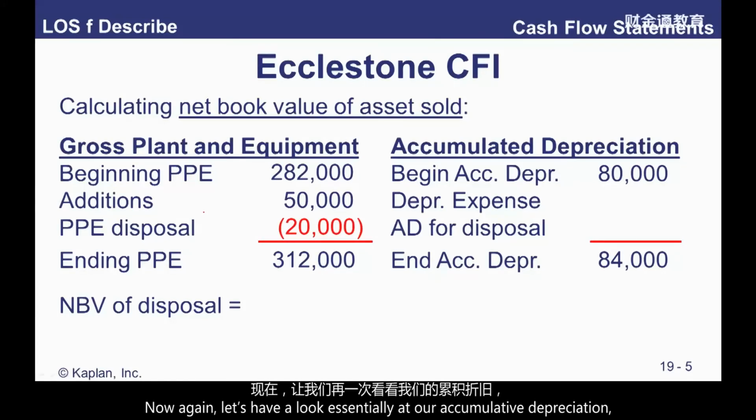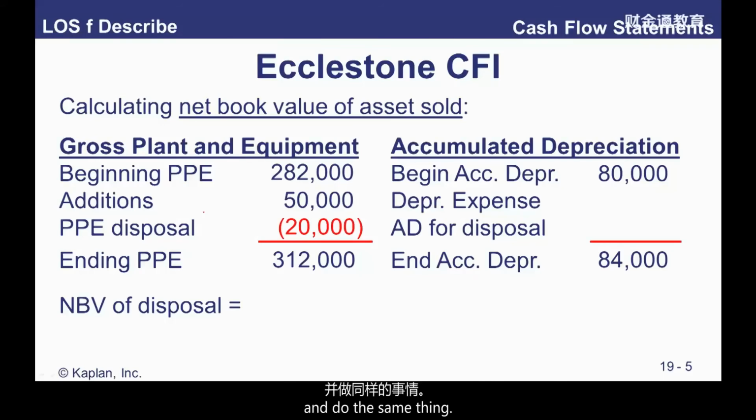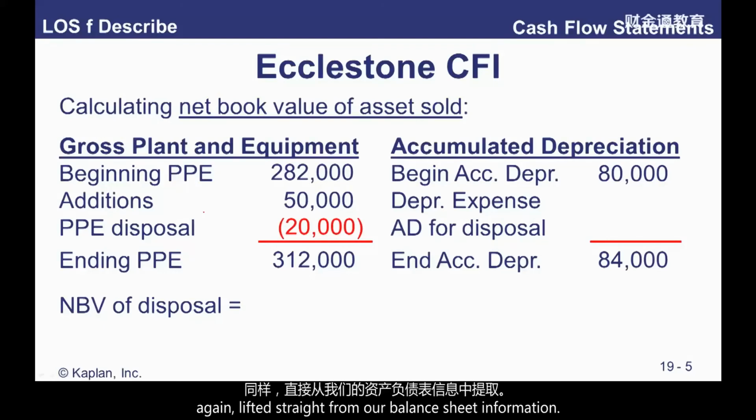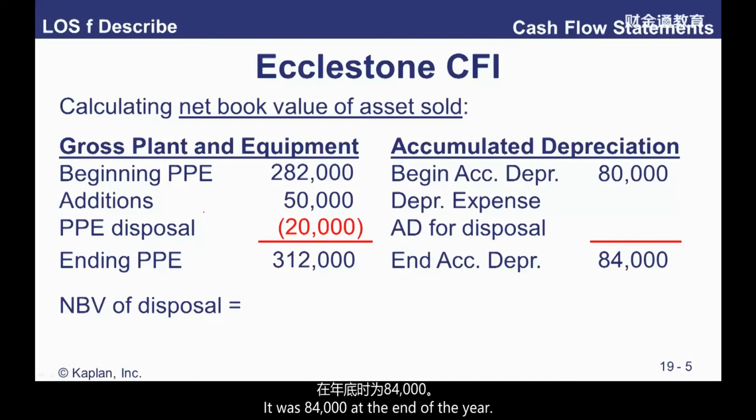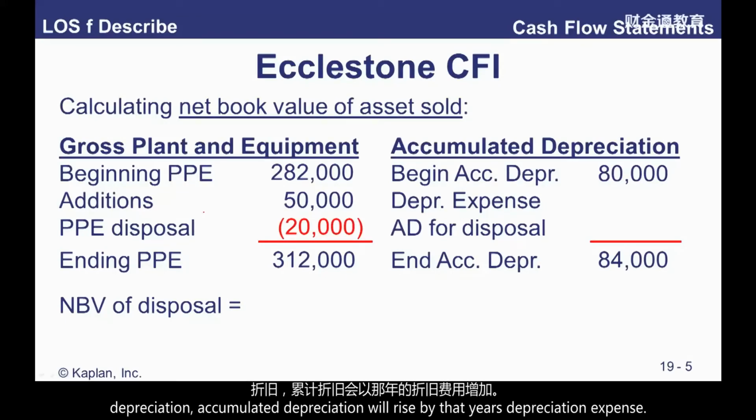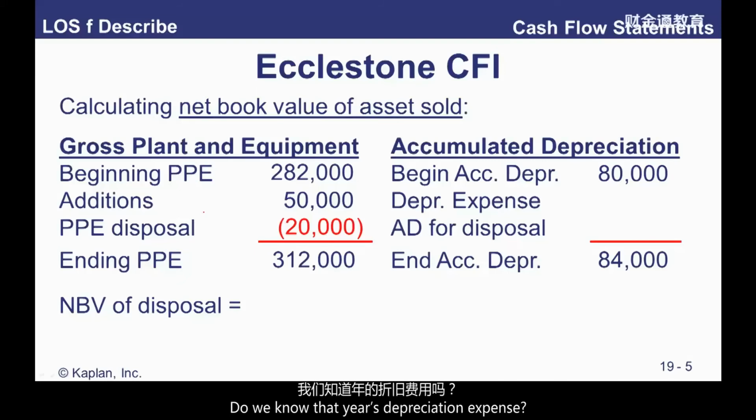Now, again, let's have a look at our accumulated depreciation and do the same thing. Accumulated depreciation was 80,000 at the start of the year, again lifted straight from our balance sheet information. It was 84,000 at the end of the year. Now, each year, accumulated depreciation will rise by that year's depreciation expense. Do we know that year's depreciation expense? Yes, we can lift it straight from our income statement. So let's turn our attention back to the income statement and lift out our depreciation.